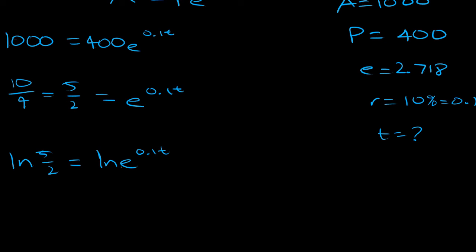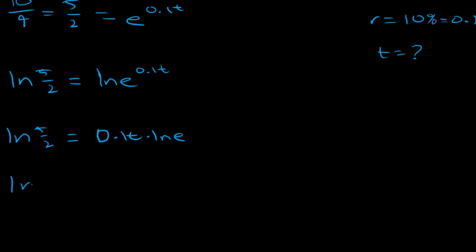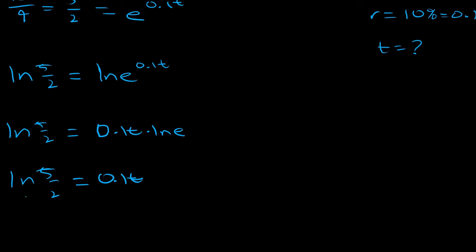Well, the right side looks familiar. It's just the power property. So this becomes ln 5 halves is equal to 0.1t times ln e. Well, ln e is just 1. So ln 5 halves is equal to 0.1t. Now we can divide by 0.1 on both sides. We just get 10 times ln 5 halves is equal to t.